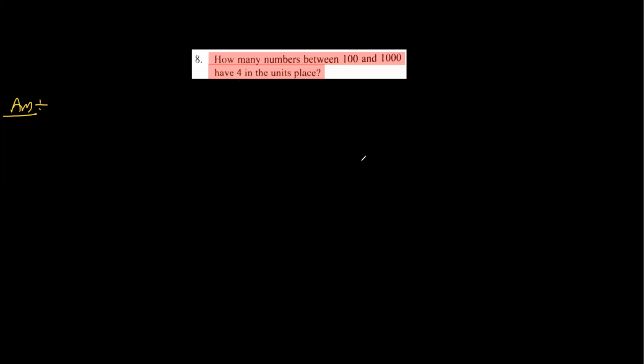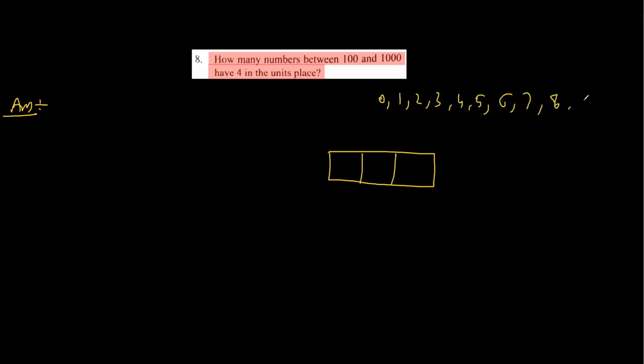Now see students, the same question I put in a different way. The same question can be asked like this: make a 3-digit number using the digits 0, 1, 2, 3, 4, 5, 6, 7, 8, 9, such that the unit place is always 4. The unit place is always 4. Same type of question.